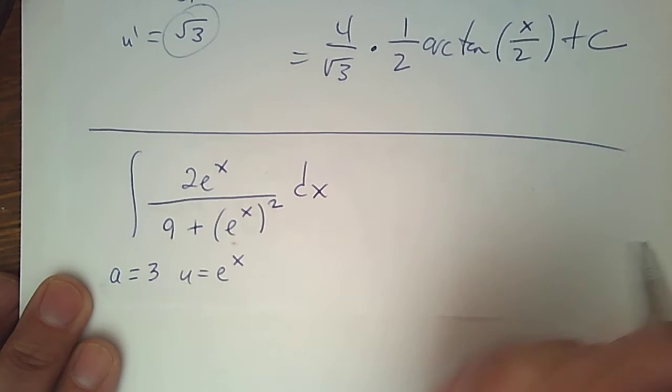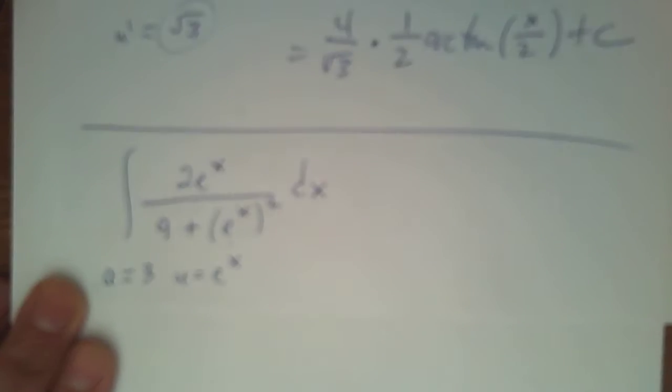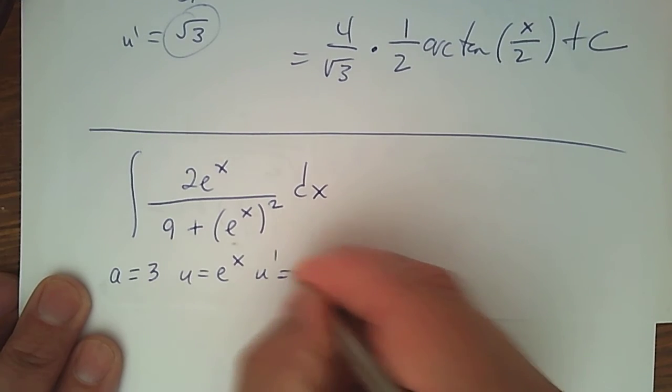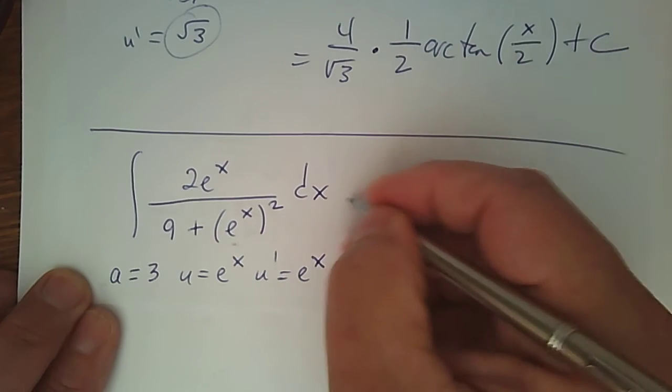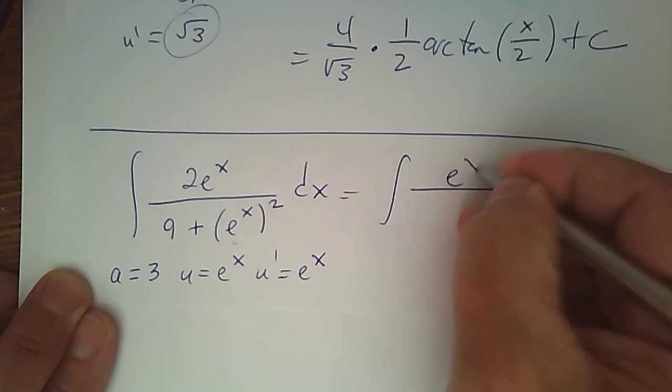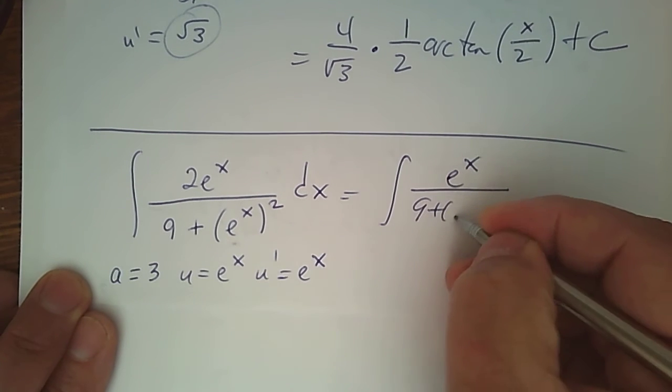When you take the square root, it's just e to the x, and that means the derivative of e to the x is still e to the x. So I'm going to write it properly. All I want is e to the x. Everything else can stay the same.